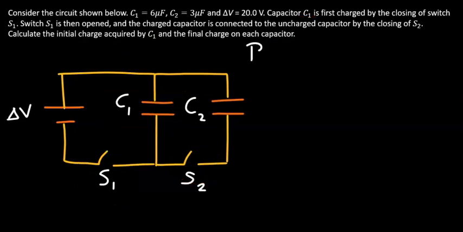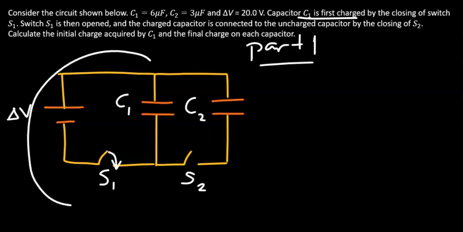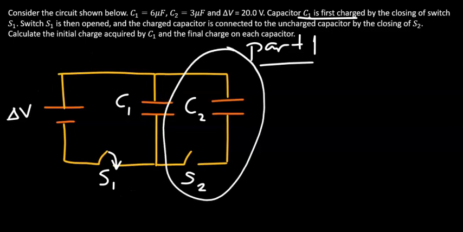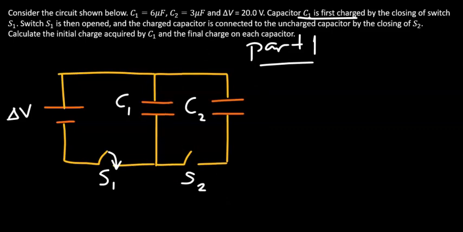So let's do part 1 of this problem, where capacitor C1 is charged by closing S1. When that is done, the left-hand side of the circuit is complete. The right-hand side of the circuit is not complete because S2 is opened. So let's analyze the left-hand side of the circuit first. We want to determine the initial charge acquired by C1 when S1 is closed.